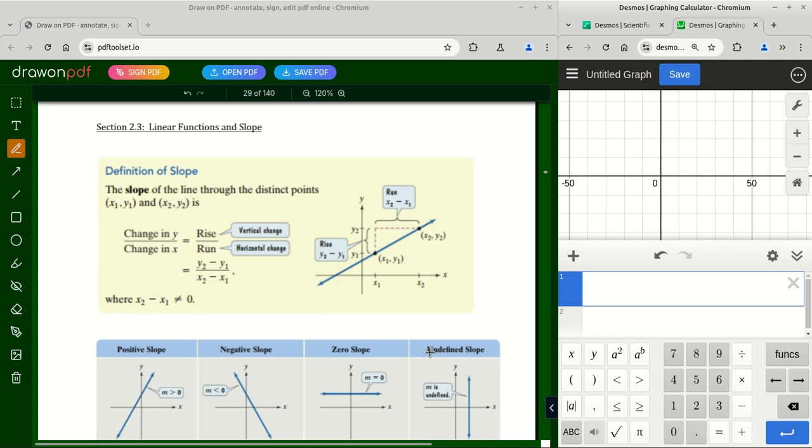Hello everyone, this is a video lecture for Math 1314. We're doing section 2.3, linear functions and slope. And slope is so cool.